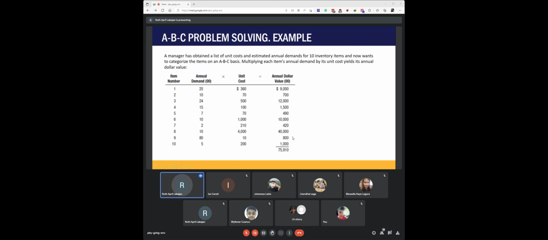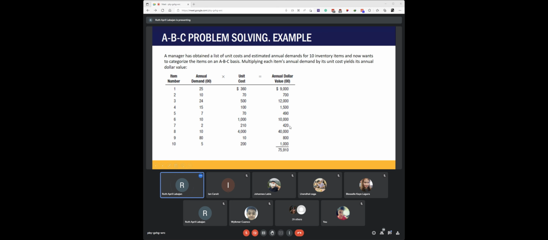So when you look at it, okay, based on the annual dollar value, you will have a fair idea which is the most expensive in terms of annual dollar value. And in this case, we have item 8, okay, as the highest in terms of annual dollar value. And then we have item 7 as the lowest in terms of annual dollar value.